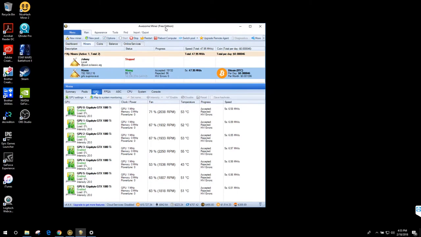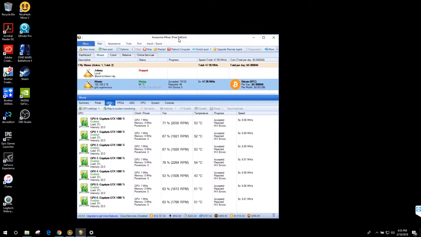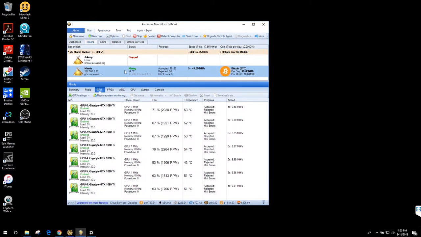As you can see here on Awesome Miner, my Minnie computer, the one in the basement, is running 7 GTX 1080 Ti's. I was able to get close to 7 mega hash per card, which rounds up to close to 48 mega hash, which is pretty sweet. But when the hard fork first happened, I wasn't getting that good of hash rates. Let me show you.